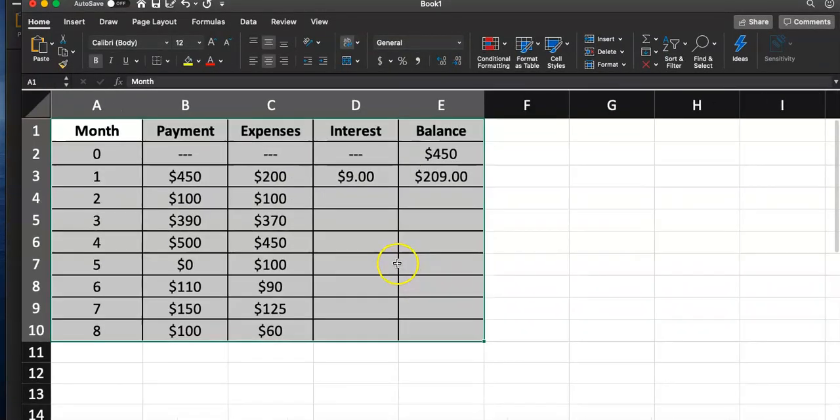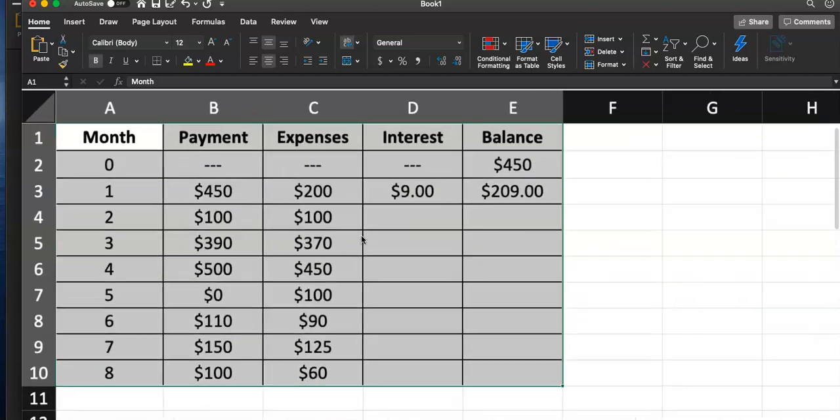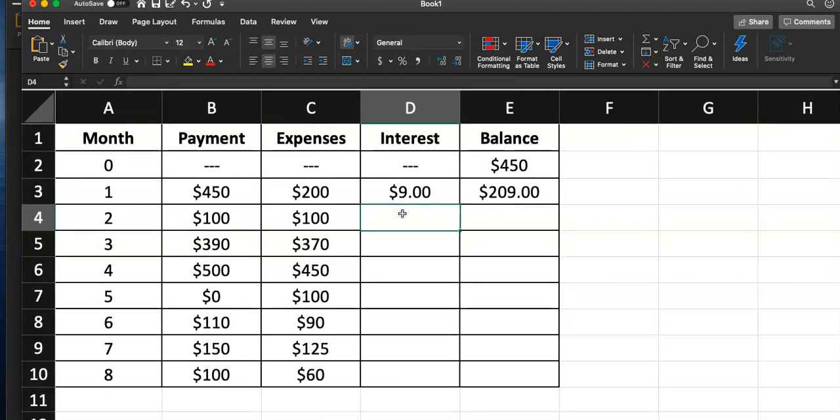Okay? So let's figure out the interest first. Interest is going to be, they said, 2% every month, right? The interest that's going to be charged on the second month is going to be the balance that we owe them at the end of the first month times 2%. So what is $209 times 2%? The interest is going to be $4.18.